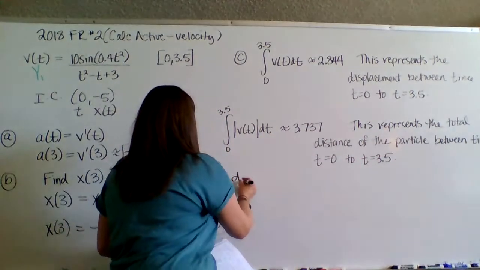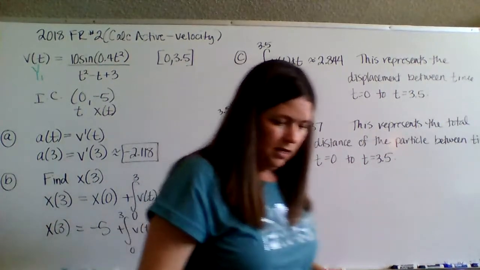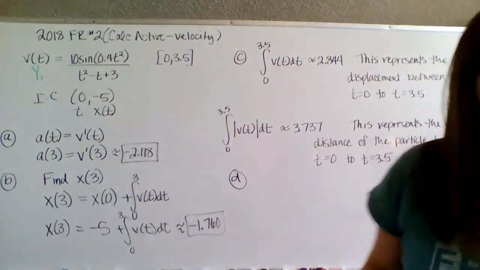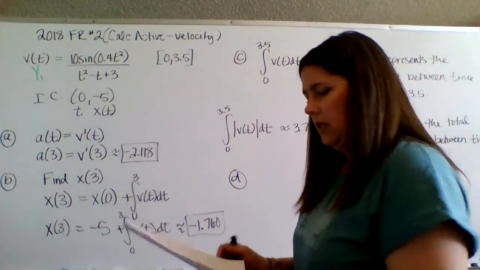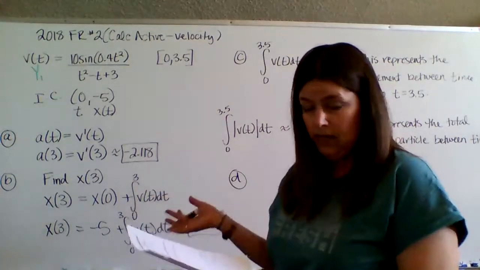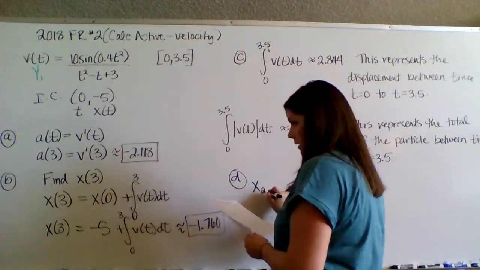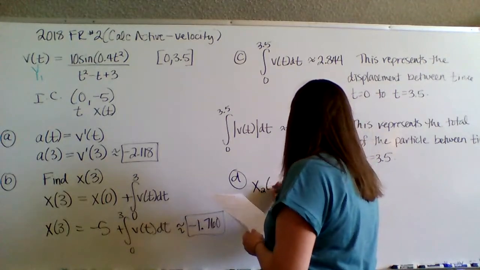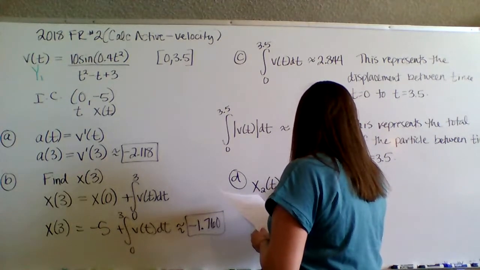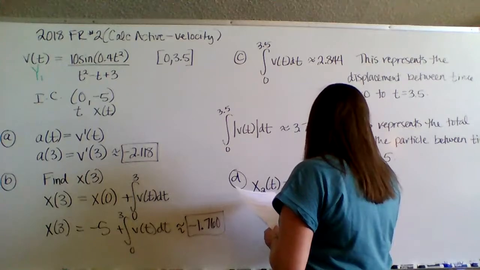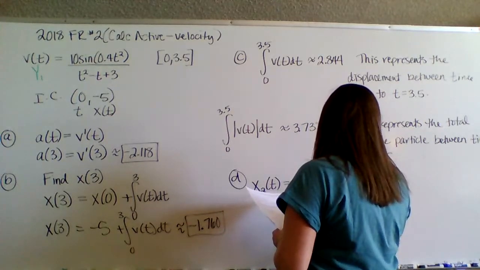All right, so part D. Ooh, we're almost there, you guys. Part D says, a second particle, oh, what? Now we have a second particle? A second particle moves along, again, the x-axis, with position given by x sub 2 of t, because we're talking about particle 2, and it equals t squared minus t for our same time frame, 0 to 3.5.